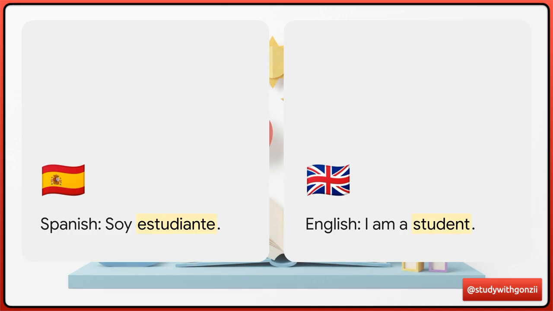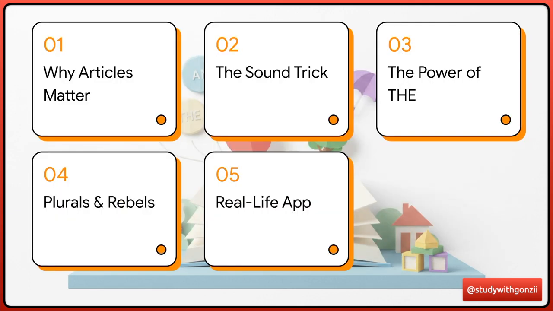You see, in English, nouns rarely survive alone out in the wild. They almost always need a little companion word, an article, to give the message real precision. This little word "a" might seem totally insignificant, but I promise you it's absolutely mandatory. Okay, let's dive into this. Here's our roadmap for today.